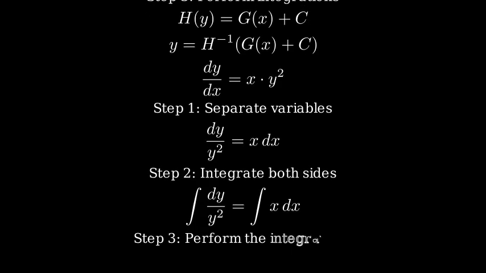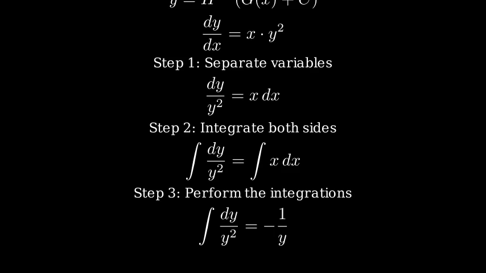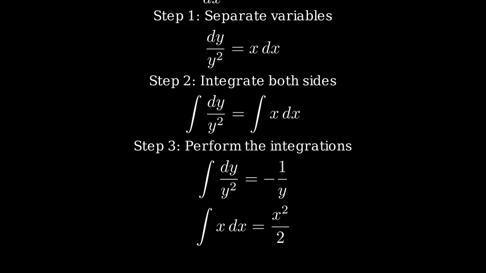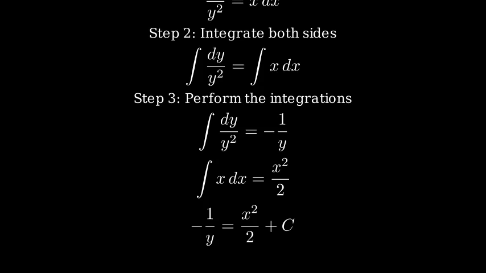Step 3. We perform the integrations. For the left side, the integral of dy over y squared equals negative 1 over y. For the right side, the integral of x dx equals x squared over 2. So we get negative 1 over y equals x squared over 2 plus c.